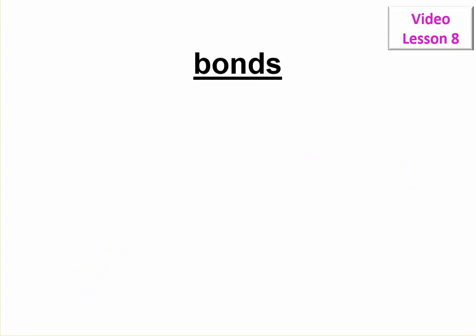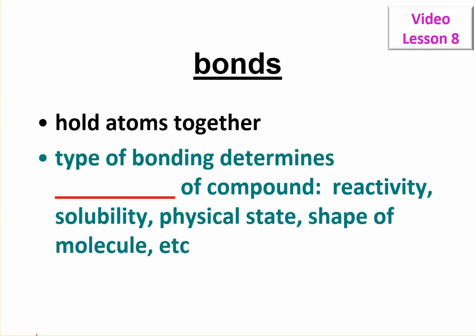Let's define bonds. Bonds are forces that hold atoms together. The reason that we study them is that the bonding determines a lot of properties of a compound. Reactivity, solubility, like does it dissolve in water or in something like gasoline. Physical state, I mean solid, liquid, or gas. The shapes of the molecules, which is certainly very important in the states sometimes, and also in biochemistry, the shapes of the molecules is a huge issue.